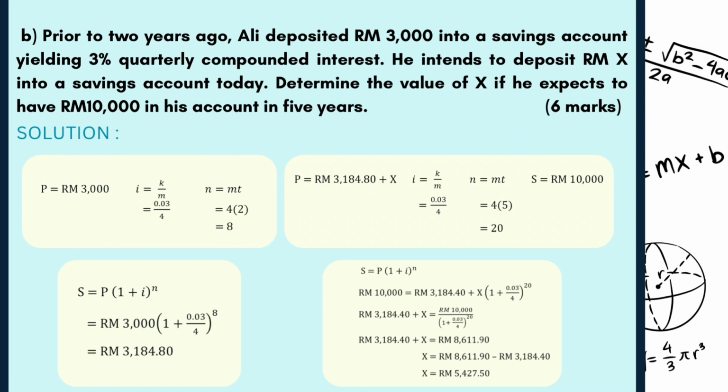You must bring 10,000 to the left side and 3,184.40 plus X to the right side. Then, solve the side where there's no unknown. Once you've done it, you can just solve normally like a usual algebraic equation. So, X will be 5,427 ringgit Malaysia and 50 cents.